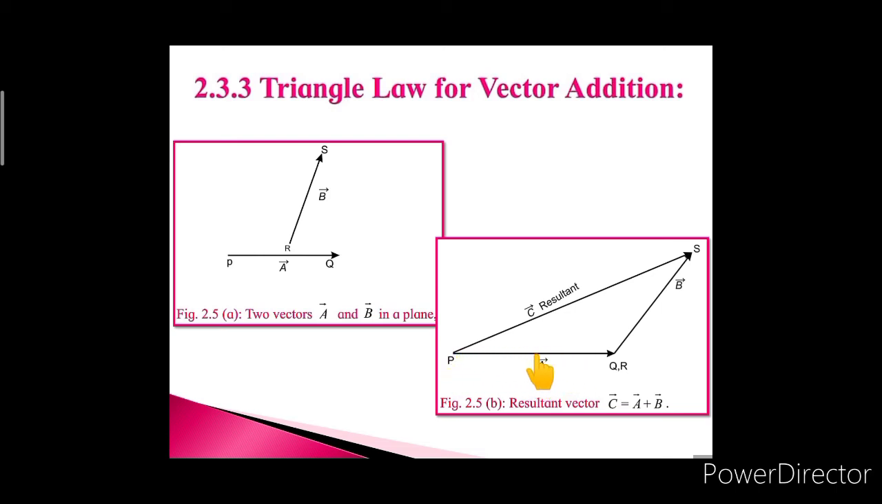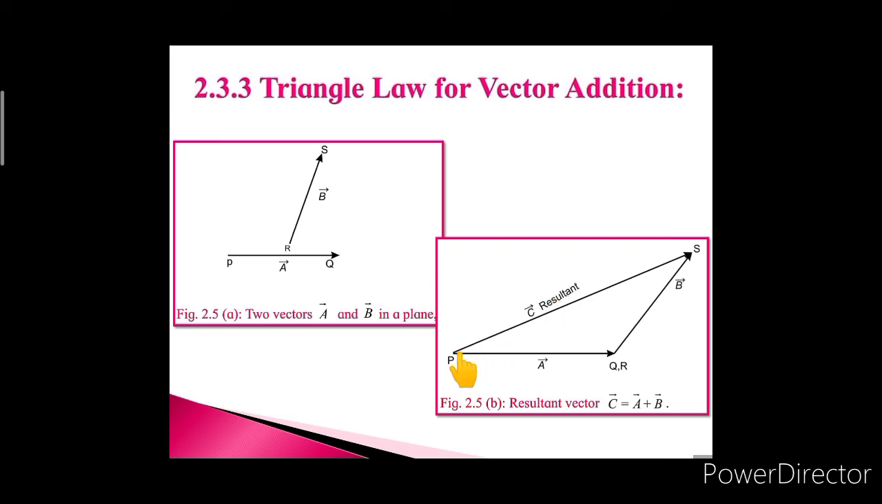So here vector A and vector B are added together and given by the two sides of the triangle. Then the resultant of the addition of these two vectors is given by the third side of the triangle, which is PS. The side PS will be the resultant of the addition of vector A and vector B. The resultant is given as vector C, and as the resultant is also a vector quantity, it has its magnitude and direction.